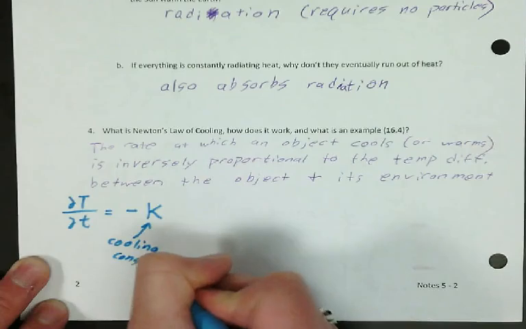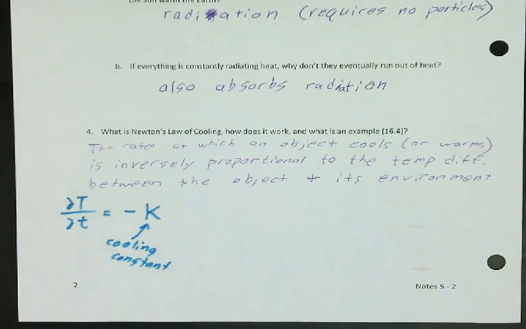Why isn't it a C? Because C is something else. Of course, K is something else, but don't worry about that. K is cool.